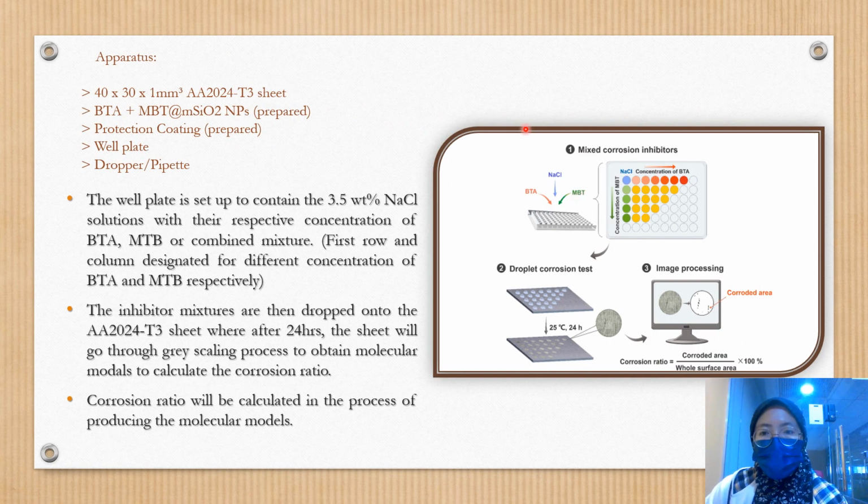So we'll go straight into this diagram over here. We're going to refer to the steps down here. First of all, the well plate is set up to contain the 3.5 wt% sodium chloride solution with respect to concentration of BTA and MBT or combined mixtures.